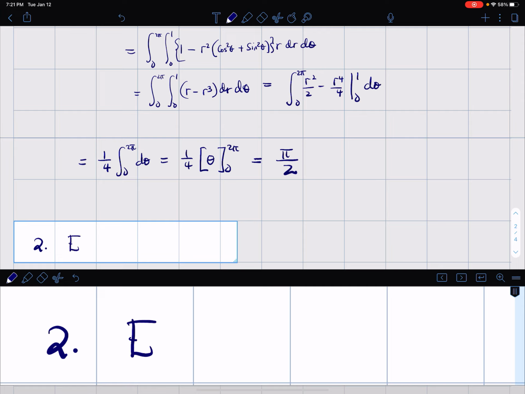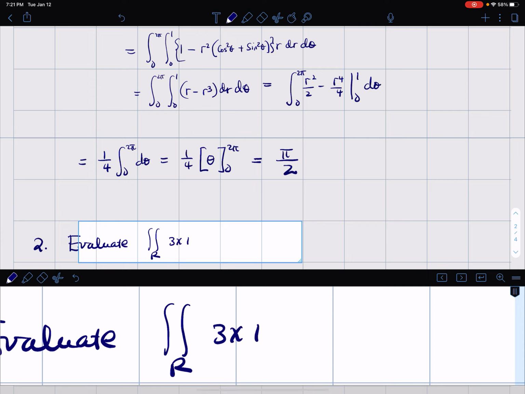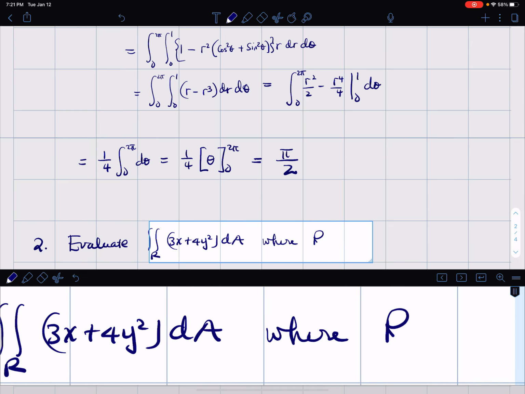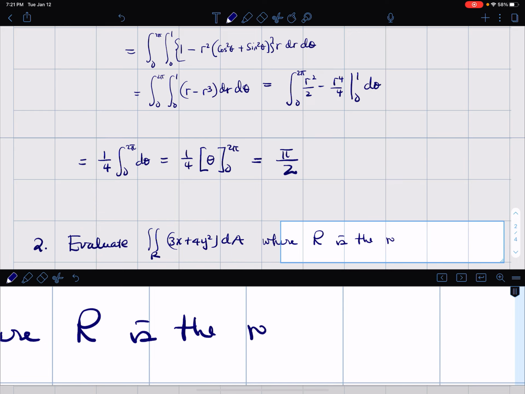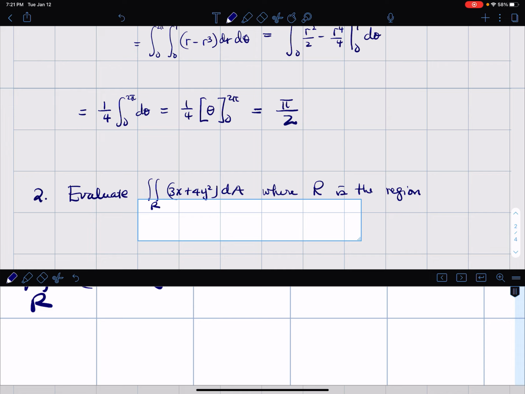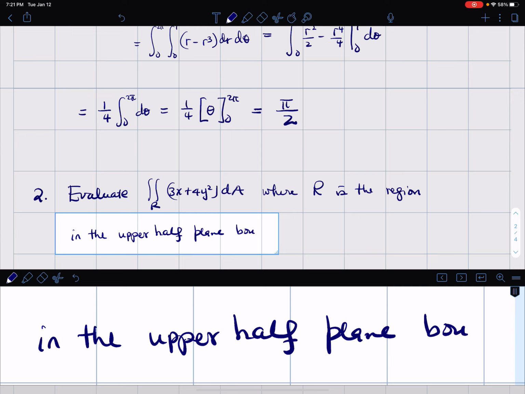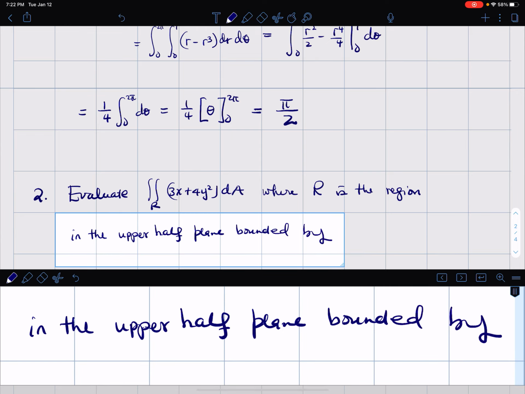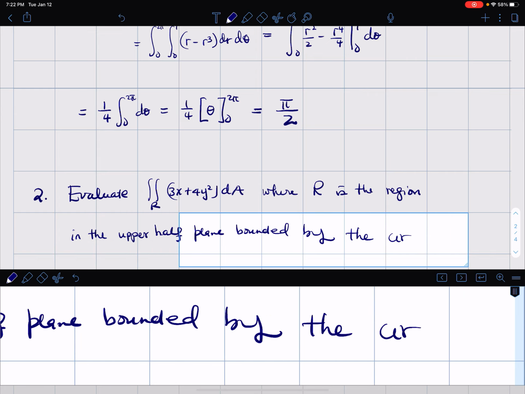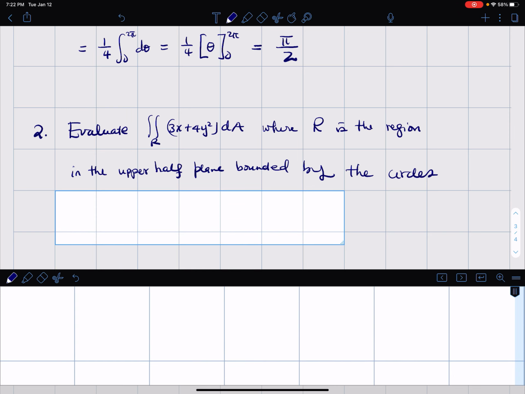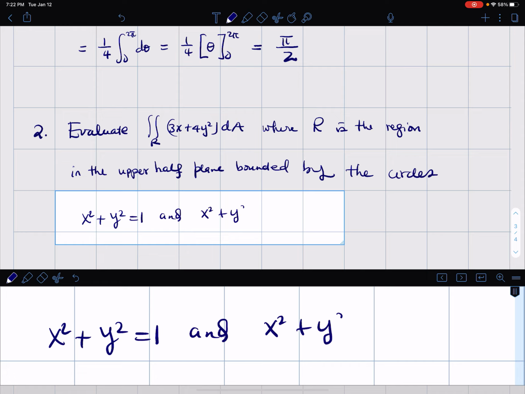All right. Next question is evaluate the integral over R of 3x plus 4y squared dA, where R is the region in the upper half plane bounded by the circles x squared plus y squared equals 1 and x squared plus y squared equals 4.